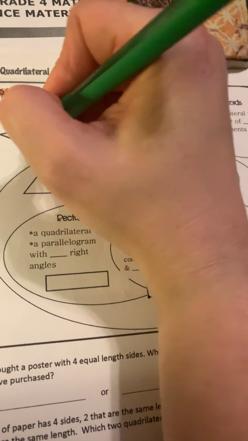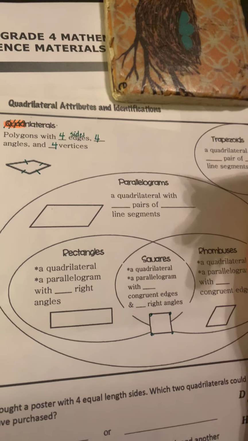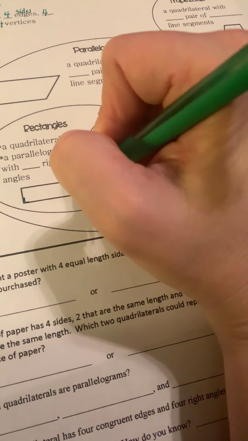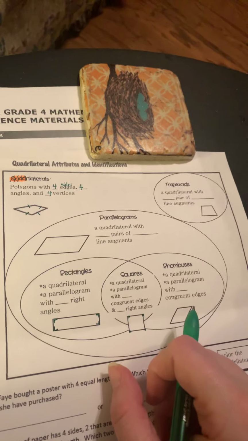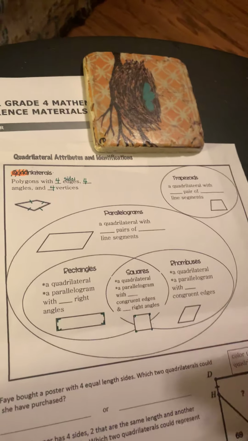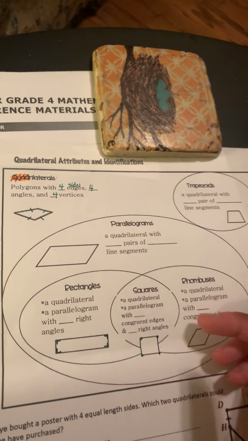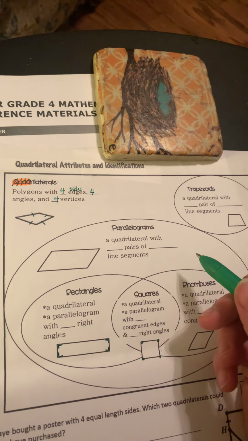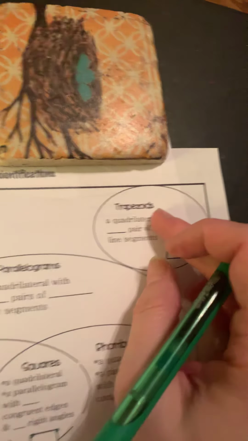They have 4 edges. What else do they have? Yeah, 4 angles, like right here. 1, 2, 3, 4. All right, how do I know these are all polygons? Yeah, they're flat, straight, yep, closed, good. Now, quadrilaterals get classified. They get grouped. So you've got trapezoids.